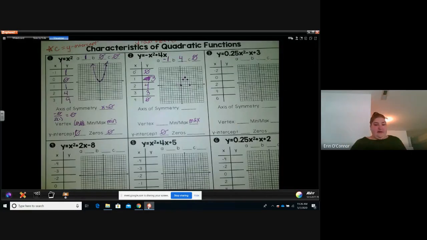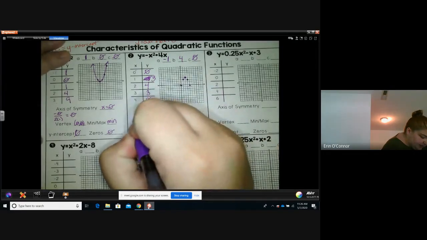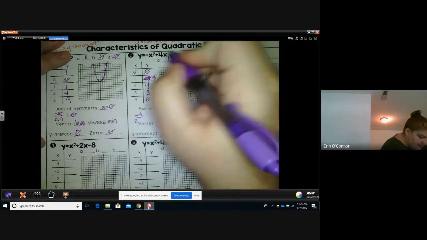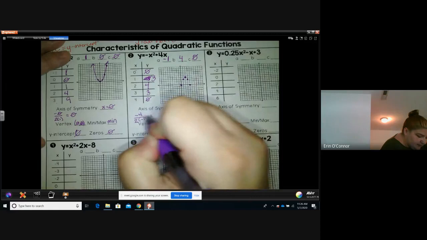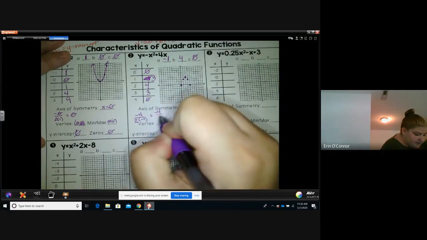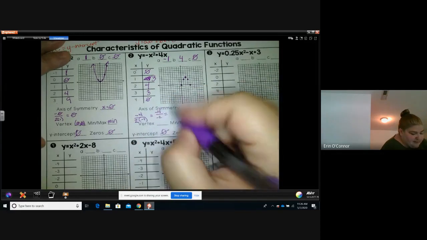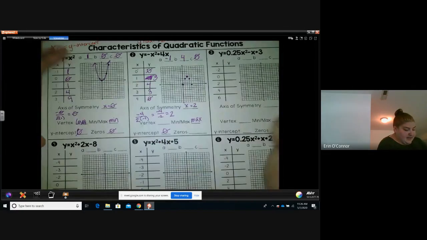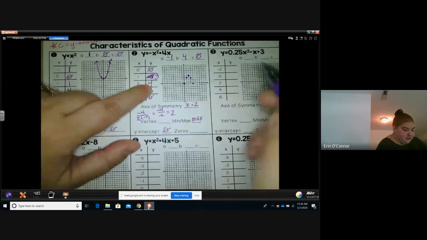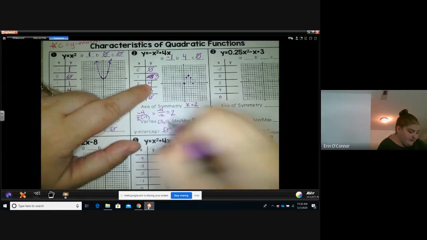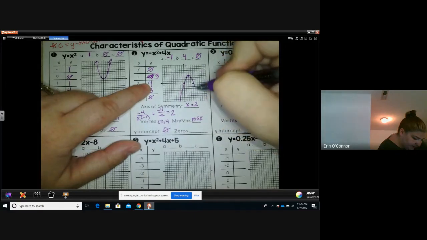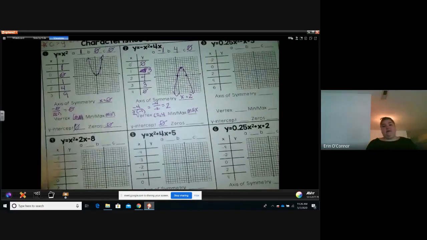Okay, so now that we have those points, let's find our axis of symmetry. So it's negative b, so negative 4 over 2 times a, negative 1. Negative 4, 2 times negative 1 is negative 2. Negative over negative is a positive. 4 divided by 2 is 2. So my axis of symmetry is at 2. And when x equals 2, y equals 4. So my vertex is at 2, 4. And if we go there, that is the turning point. So that is perfectly fine. Make sure you put arrows on your line.